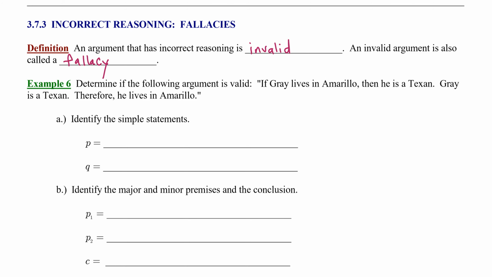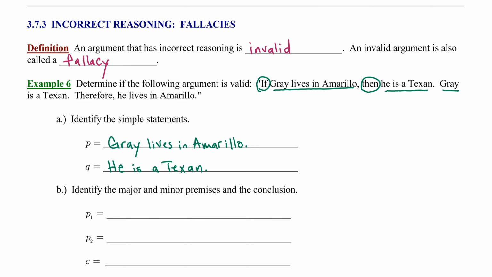The first thing we need to do anytime we're analyzing an argument is to identify the simple statements that it is composed of. Remember, simple statements do not contain connectives. So I'm going to leave out the connectives and identify our first simple statement: Gray lives in Amarillo. Then, as a connective, he is a Texan. So that is another simple statement. You can say Gray is a Texan, or you can say he is a Texan. Gray is the only person that we're talking about here, so we'll know he refers to Gray.